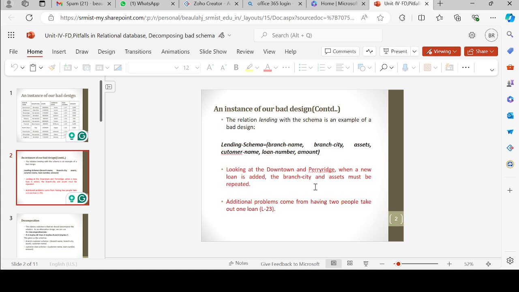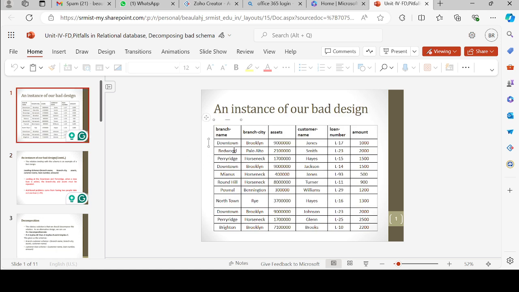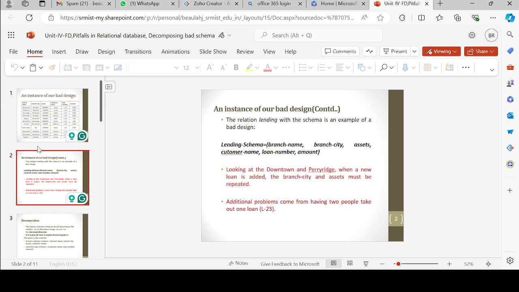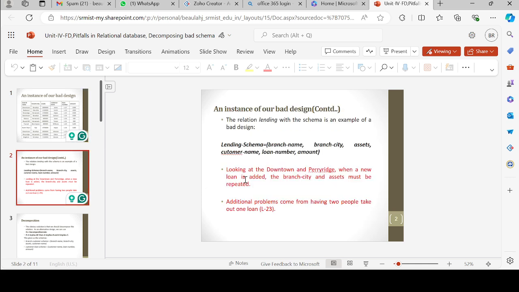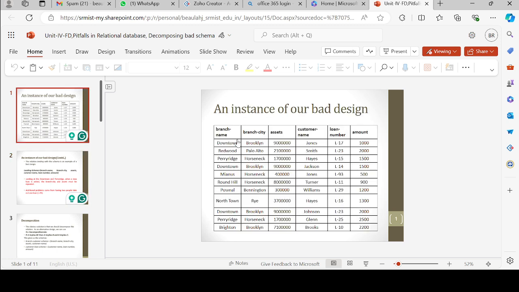Looking at Downtown and Perry Ridge, when a new loan is added, the branch, city and assets must be repeated. If you are going to add a new loan to this, the branch, city and assets must be repeated. Additional problems come from having two people take out one loan. If you take L23, for Redwood the loan number is L23, and for Downtown the loan number is L23. So this is a good example of a bad design.